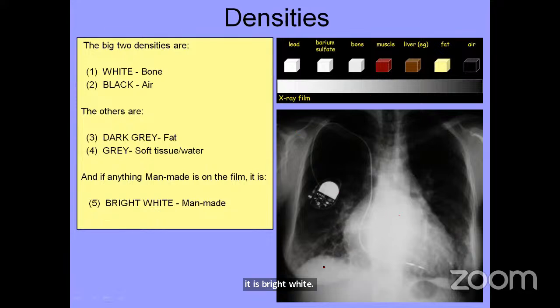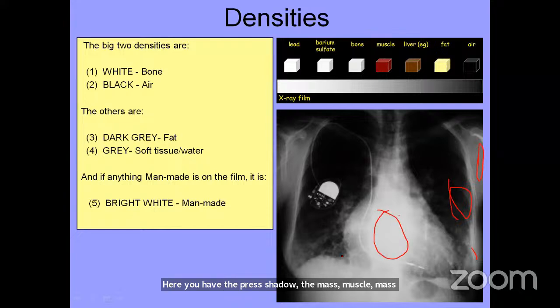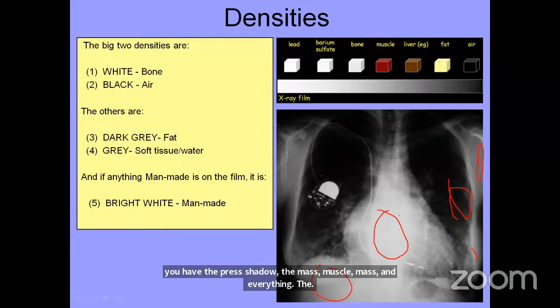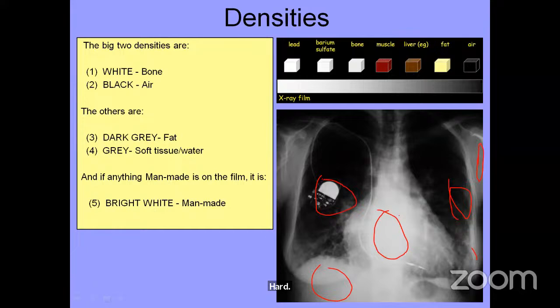So here you have the lungs, here you have the breast shadow, the muscle mass and everything, the heart, the liver, and here this is a machine. What is it? It is a pacemaker. And as you can see, the air outside the body is totally black. And this X-ray is actually overexposed, so you are seeing more blackish shadows.